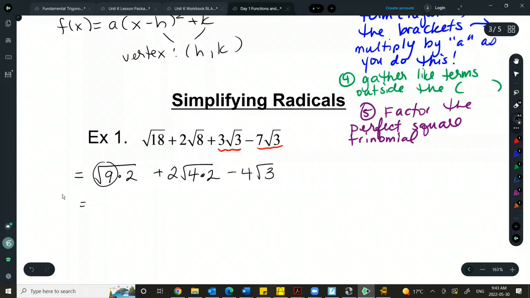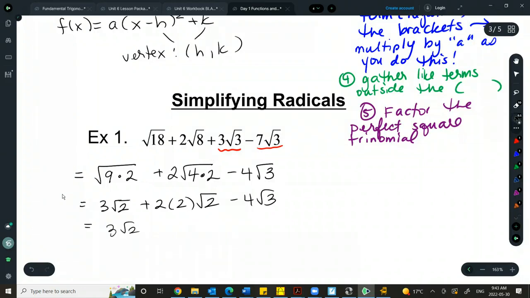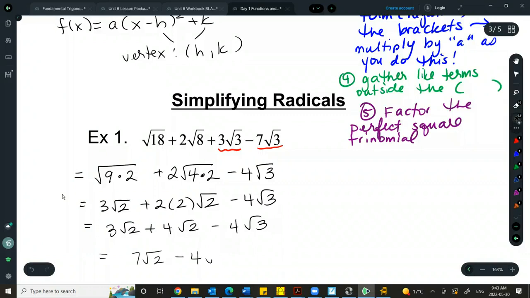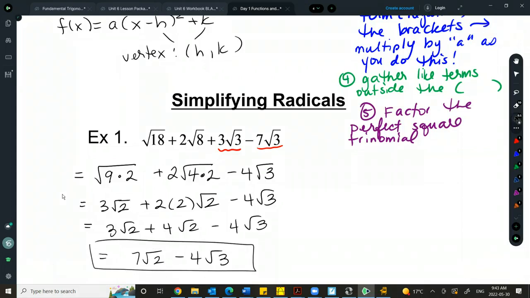We'll keep going here. I'm going to reduce the 9 to 3, and I will reduce this 4 by square rooting it to 2. This 2 remains inside the square root, and then I'm just going to multiply in front there. And I can actually simplify one step further here by adding 3 root 2 and 4 root 2. So if I have 3 root 2's and I add 4 more, I'm going to have 7 of them. So 7 root 2. Not allowed to add 7 root 2 and 4 root 3 or subtract them because they have different root values.